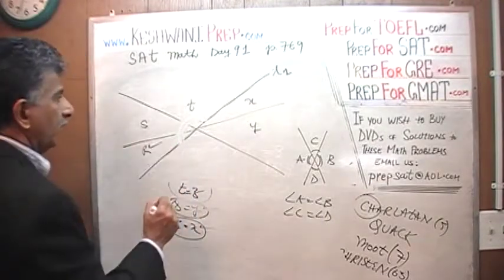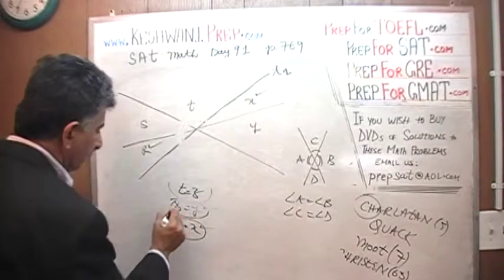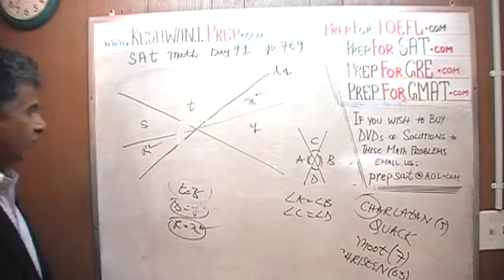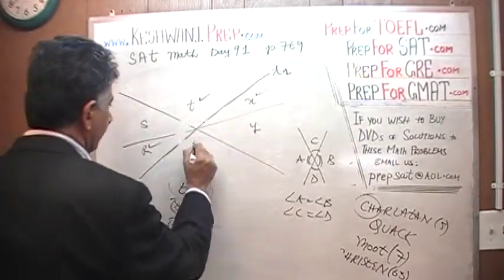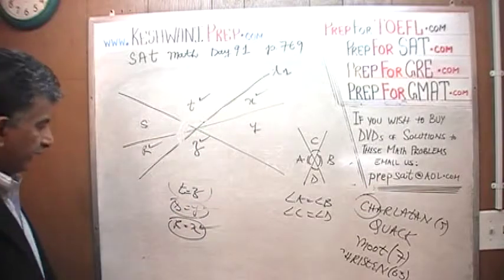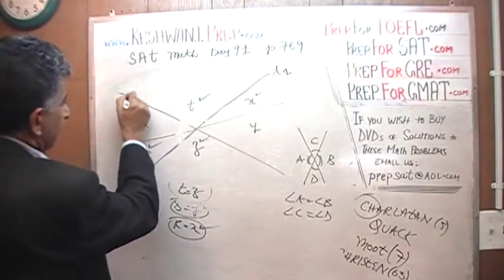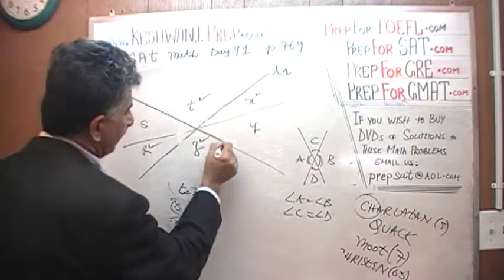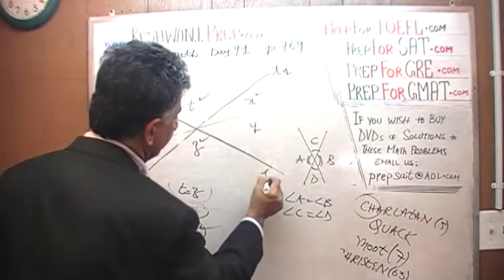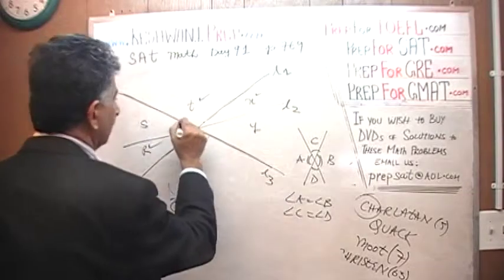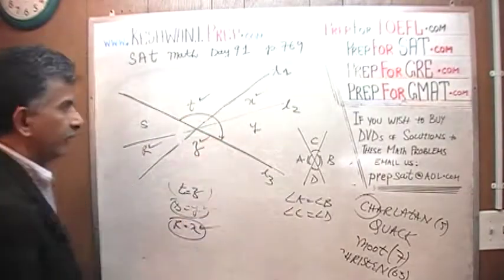Well, if we know R, we can figure out the X right here. And if we know T, we can figure out the Z. Again, once we have R and T, we can use this line here, let's call it line number 3. This is line 2. And again, it makes 180 degrees.